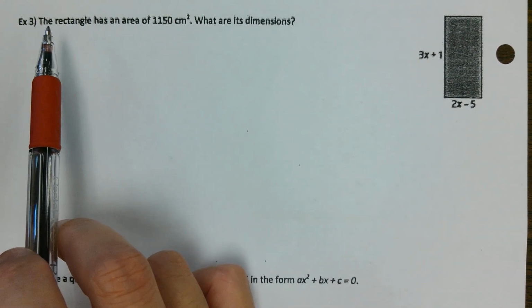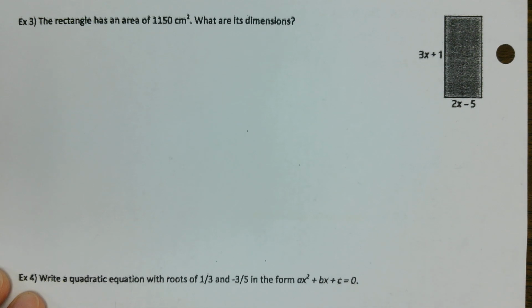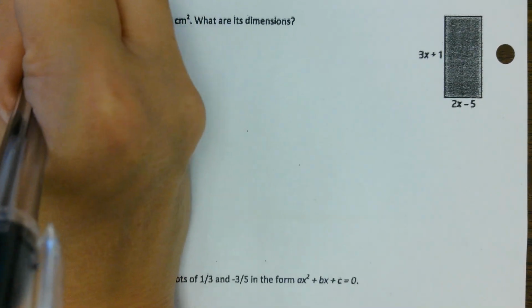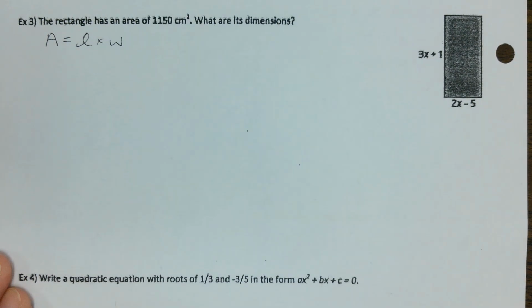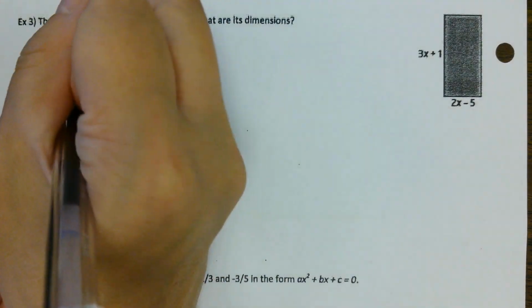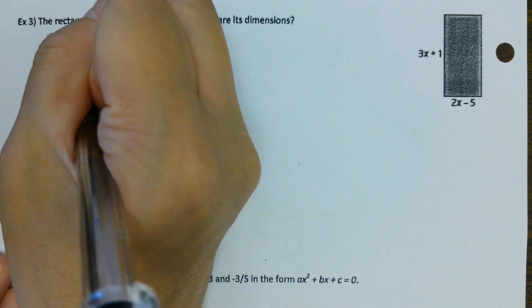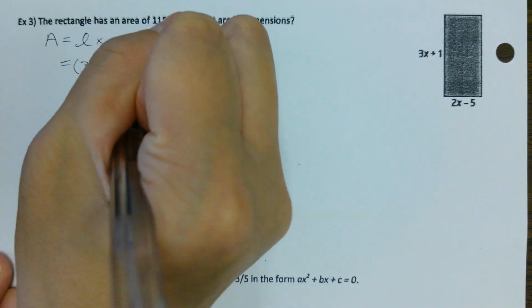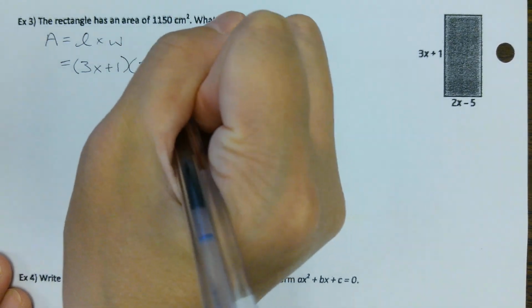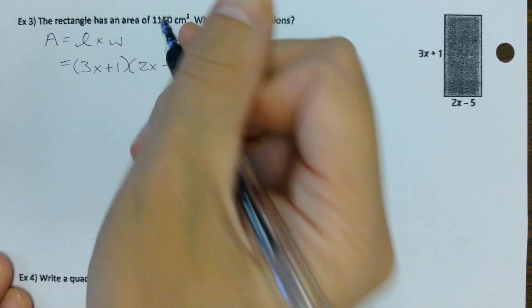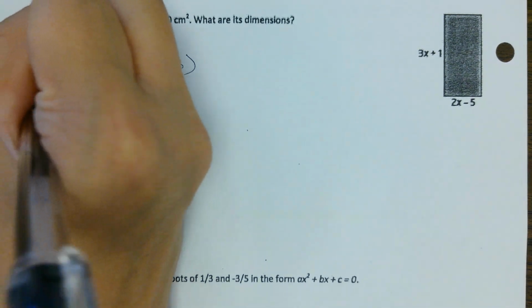Okay. Example 3 right here. The rectangle has an area of 1150 centimeters squared. What are its dimensions? Okay. So the area of a rectangle is length times width. All right. So my length right here is 3x plus 1. My width is 2x minus 5. I know the area. My area is 1150.